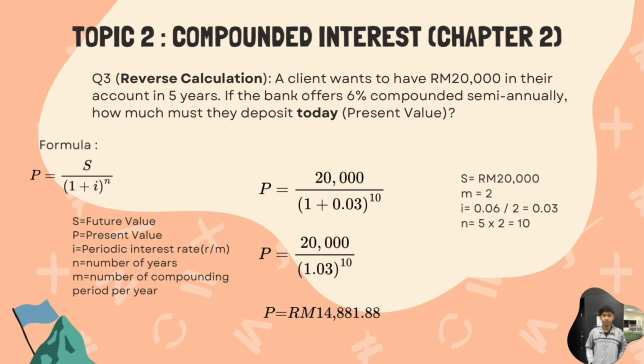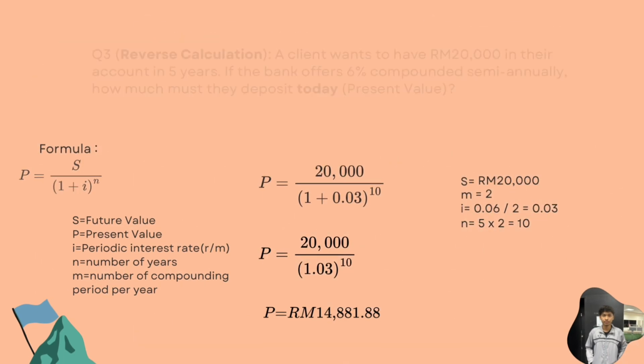So, n equals 10. Next is i. The interest rate is 6%. We convert 6% into decimal form, which is 0.06. Because it is semi-annually, we divide 0.06 by 2, which gives 0.03. Finally, we substitute all the values into the formula. P equals 20,000 ringgit divided by bracket 1 plus 0.03 bracket to the power of 10. After calculating using a calculator, the final answer is 14,881 ringgit and 88 cents.